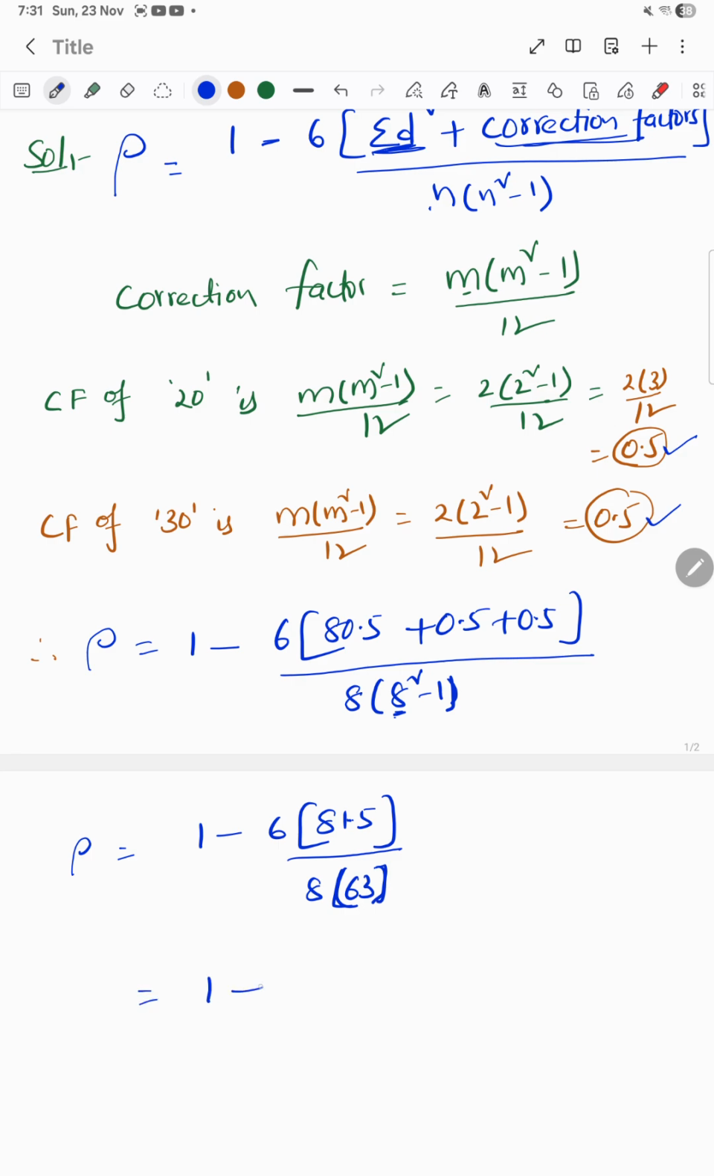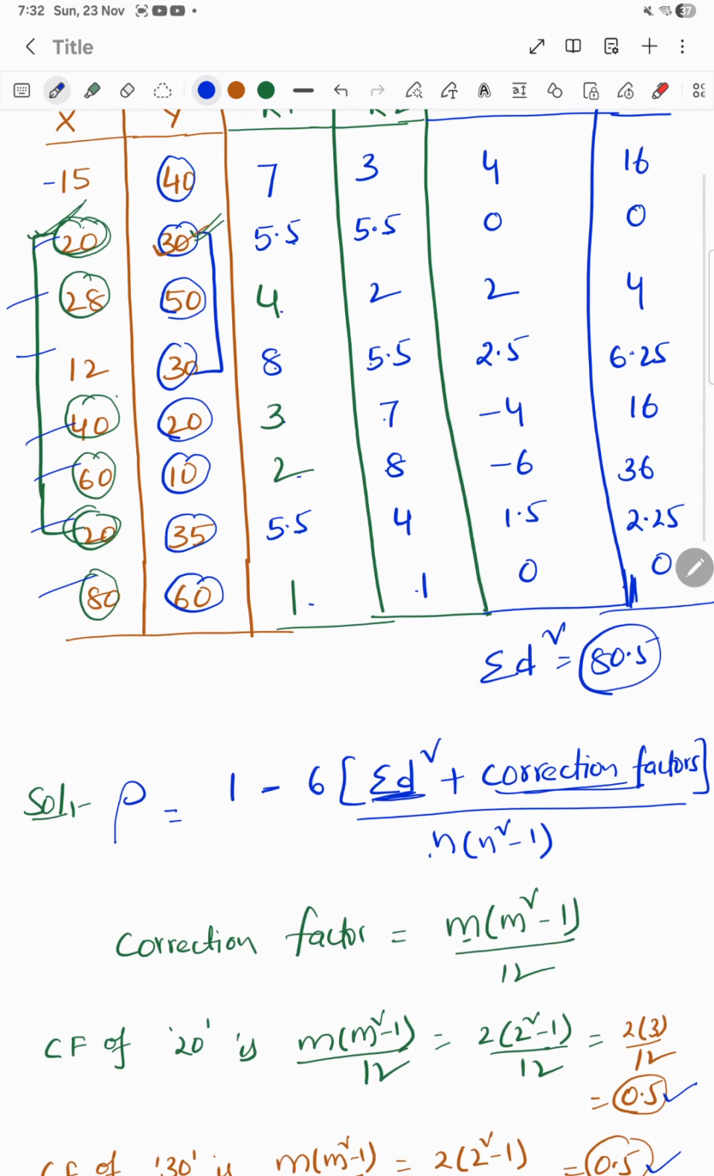This implies 1 minus, 6 into 81.5 is 489, divided by 8 into 63 is 504. So 1 minus 489 divided by 504, which will give you 0.97. Then 1 minus 0.97 is 0.03. So 0.03 is the rank correlation coefficient between the values of x, y.